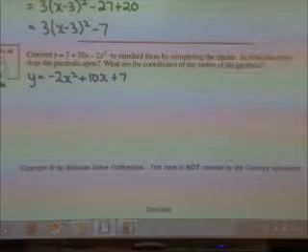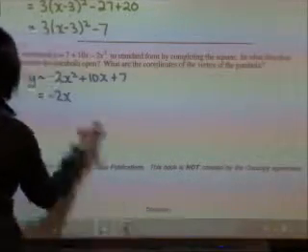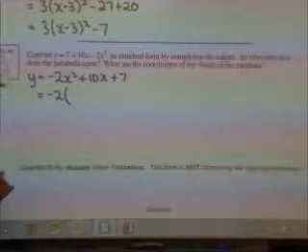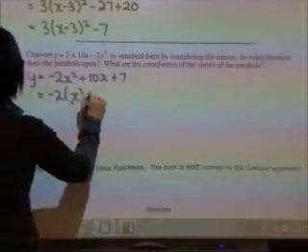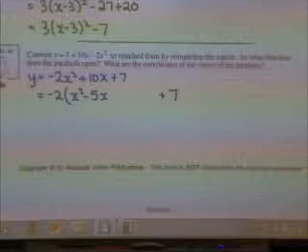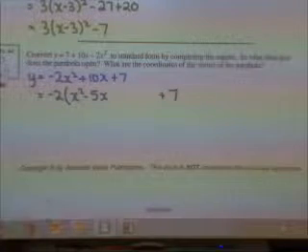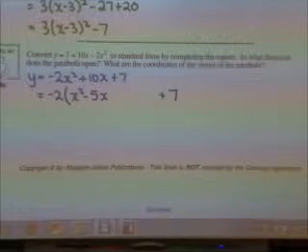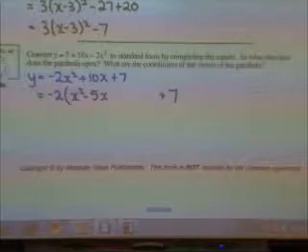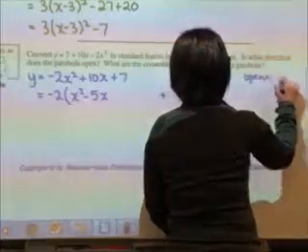Take out a -2. And if I take out a -2, what would I be left with? X squared minus 5x. And this plus 7 I'm going to put over here. So right from this point in time, can you tell me if the graph opens up or down? Down, because I've got a -2 that I just factored out. Okay? So I can even answer that. Opens down.